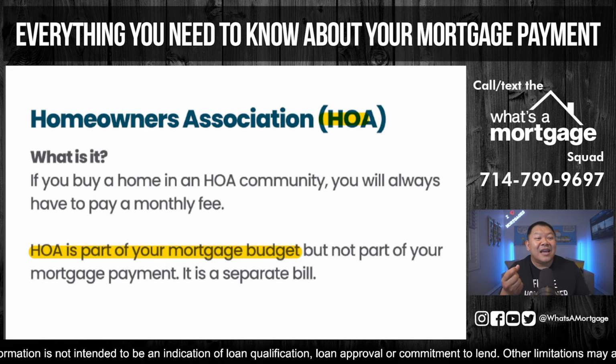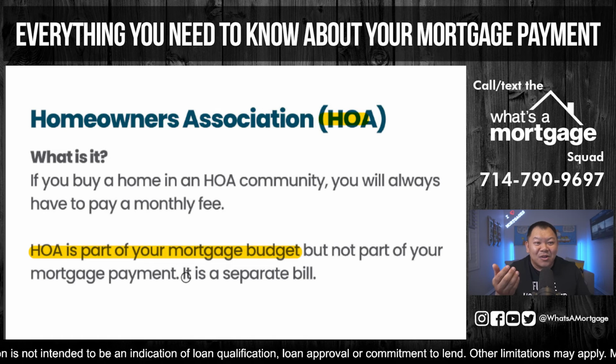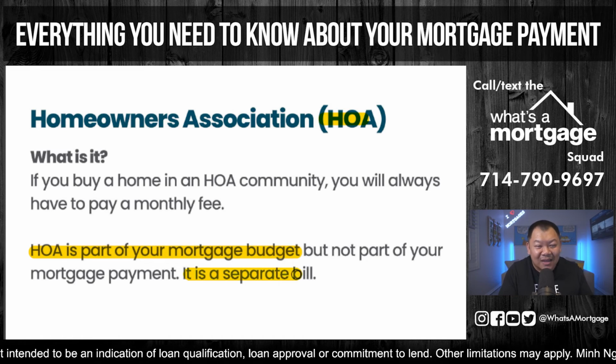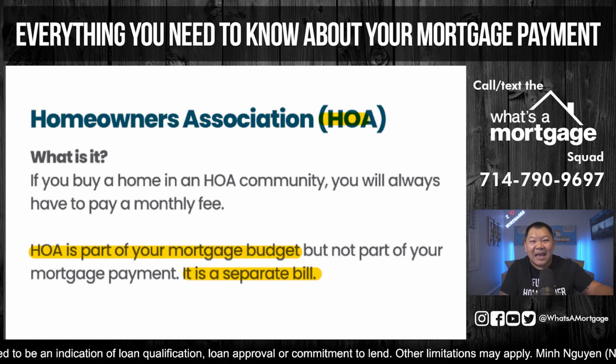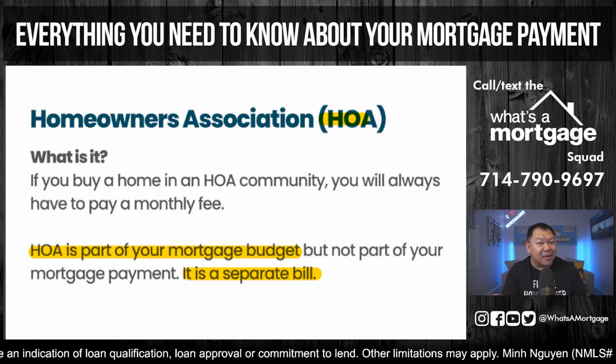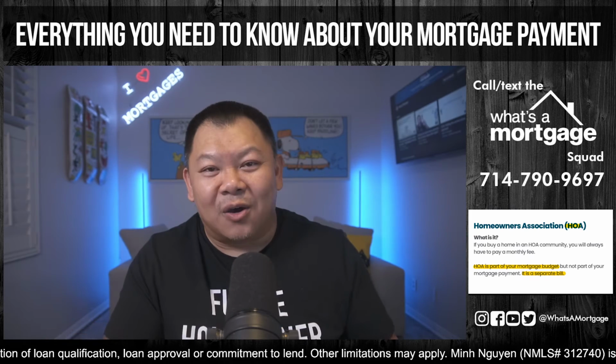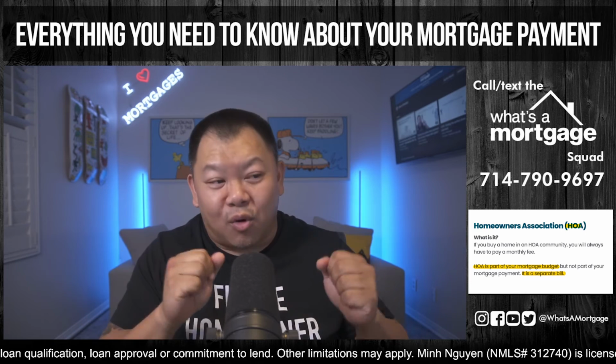Homeowners Association is part of your mortgage budget. When you're trying to calculate your DTI, don't forget it. Even though when you make your mortgage payment, it doesn't include the HOA payment. It's a separate bill, but you gotta count it. So those are the items that make up your mortgage payment.